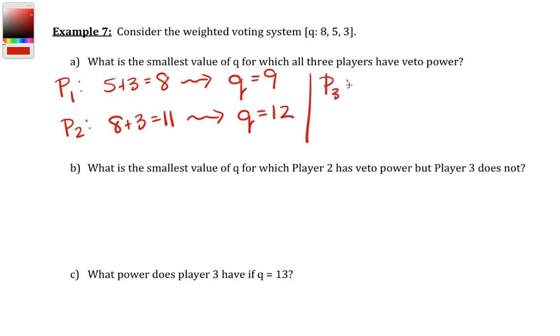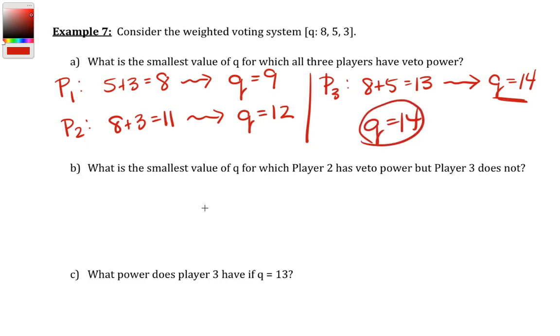And for P3, so this 3 is out. 8 and 5 is 13. So without P3, the highest they can reach is 13. So veto power will be given at 14. All right. So the smallest value of Q for which all 3 players have veto power is going to be this largest number at 14 because they can't reach it without P3, but they also can't reach it without P2 or P1. So Q is equal to 14 is our answer there.